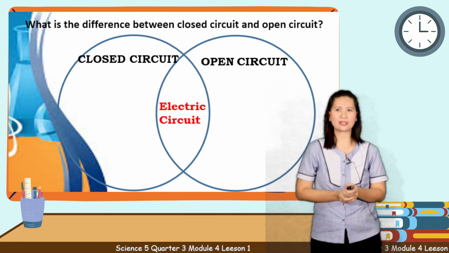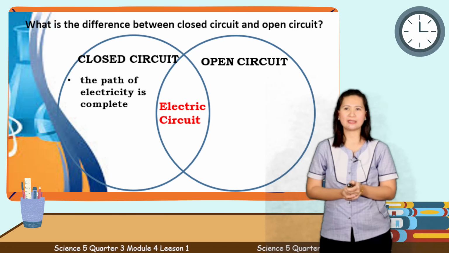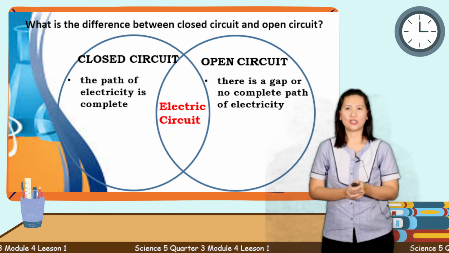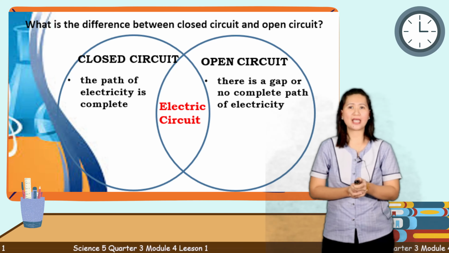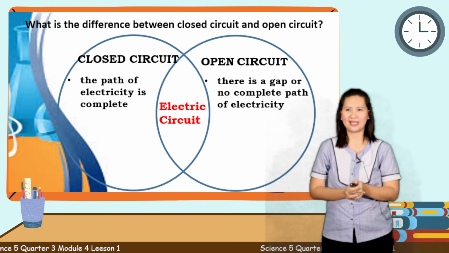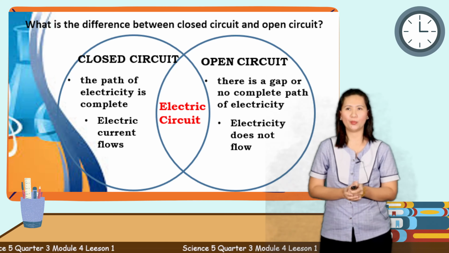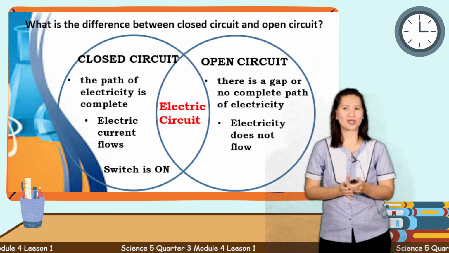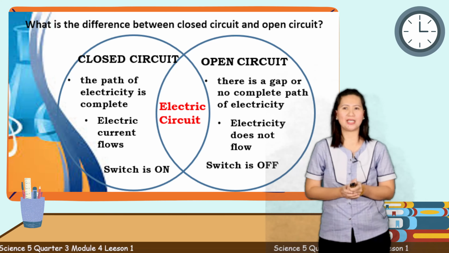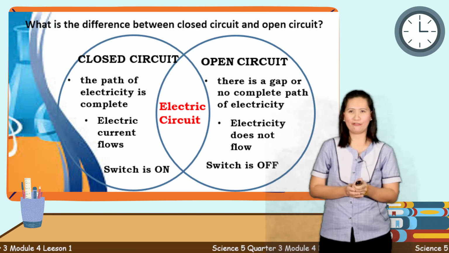Okay, so time is up. For closed circuit, the path of electricity is complete. In open circuit, there is a gap or no complete path of electricity. In closed circuit, electric current flows, while in open circuit, electricity does not flow. And in closed circuit, the switch is on, while in open circuit, the switch is off.